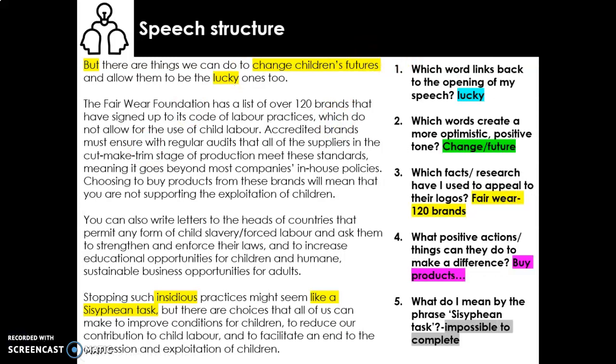There we go. So, which word's linking back to the opening of the speech? Lucky. I talked at the beginning that I'm lucky. I'm a lucky one. I've had education. I might have thought school was boring, but actually I haven't suffered in the way Alejandro did or any of these children. So I've got that link back to lucky.